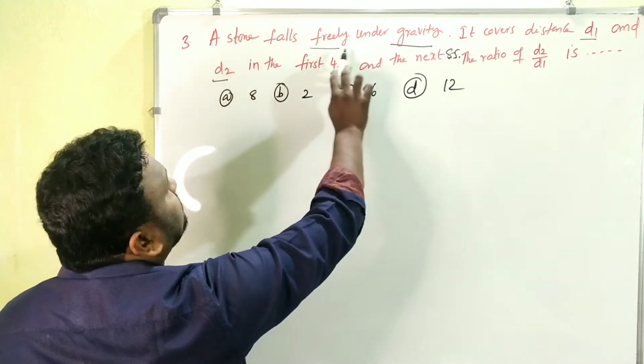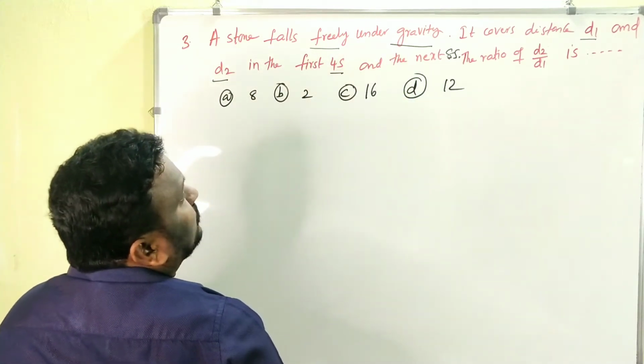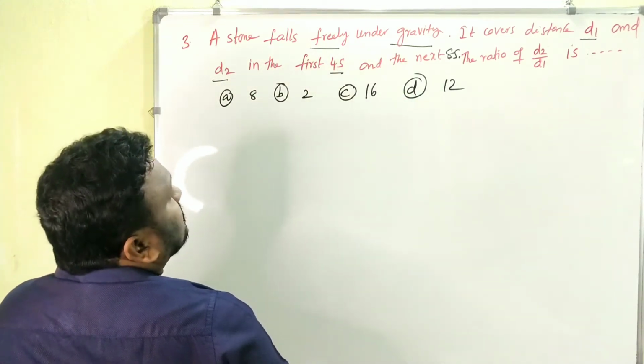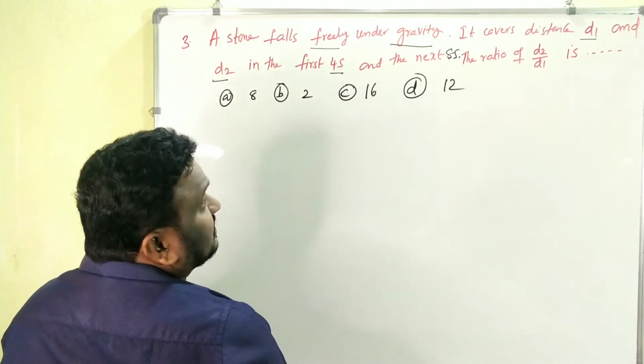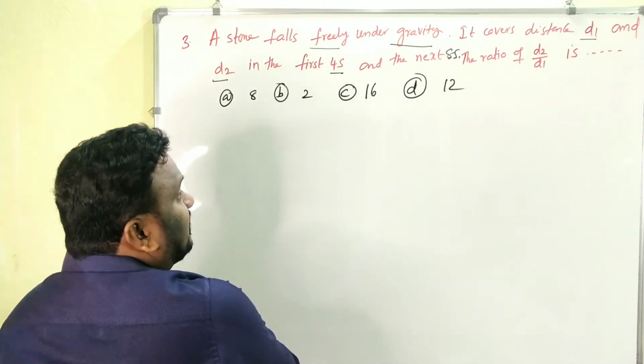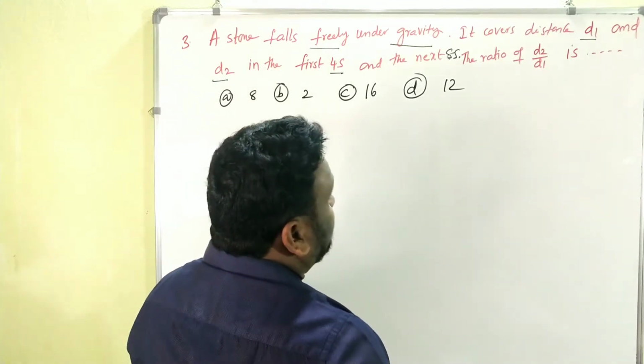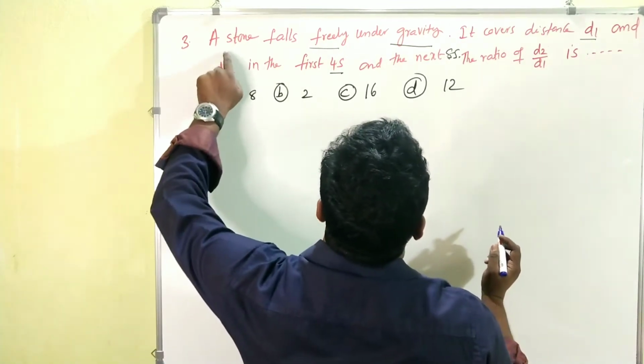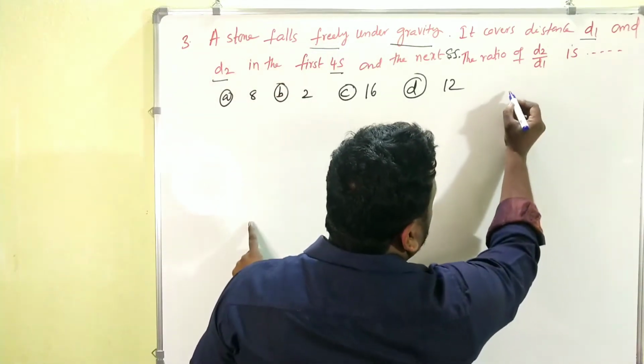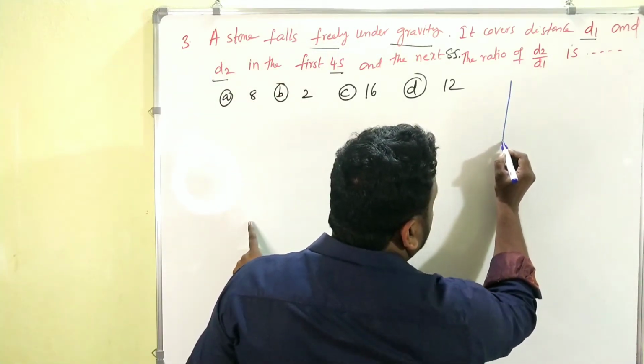A stone falls freely under gravity. It covers distance of d1 and d2 in the first 4 seconds and the next 8 seconds. The ratio of d2 by d1 is... So there is one problem given for us. A stone is falling under gravity. So the stone is falling like this.